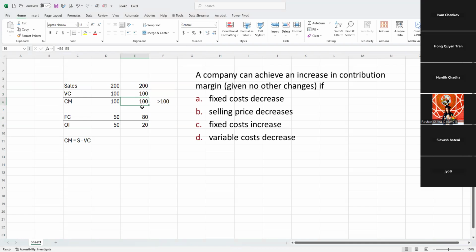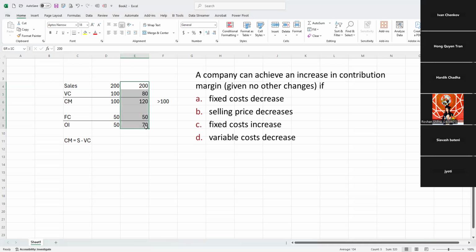Did it change it? No, same. So that doesn't help me either. Forget about this. The last thing is variable cost decrease. Let's decrease the variable cost. Did I get what I wanted? Yes. So what will be the correct answer? D. It's D. Make sense?